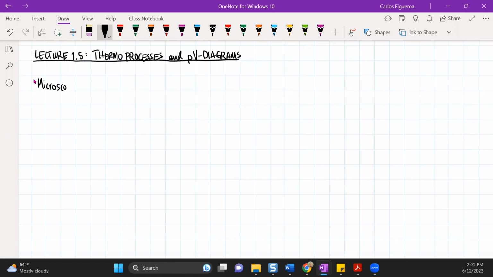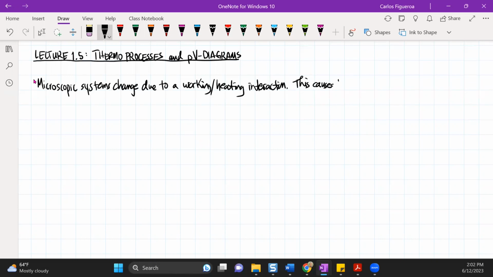Microsystems, microscopic systems, change due to a working, heating interaction. This causes the state variables to change.